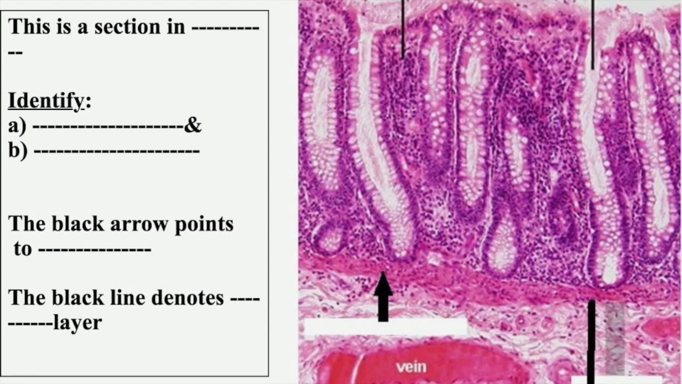The second slide, this section is in the large intestine, between two brackets, colon. Identify A: crypt of Lieberkühn or intestinal crypt. B: lamina propria of the mucosa. Black arrow: muscularis mucosa. Black line: submucosa.